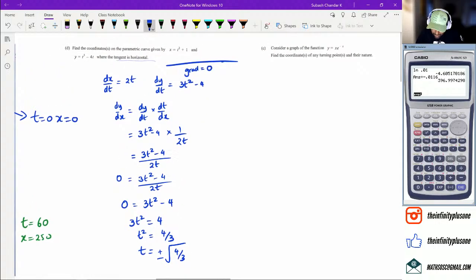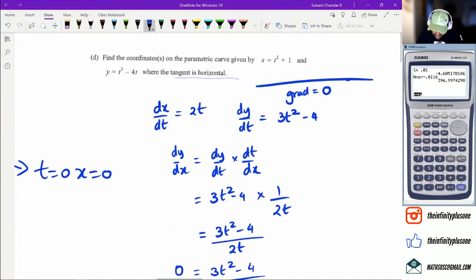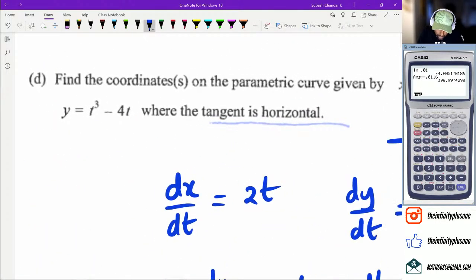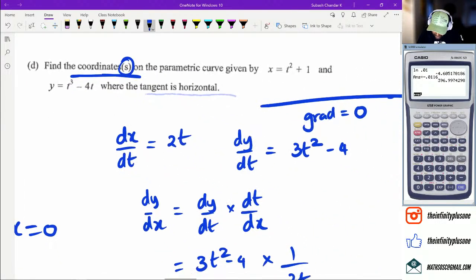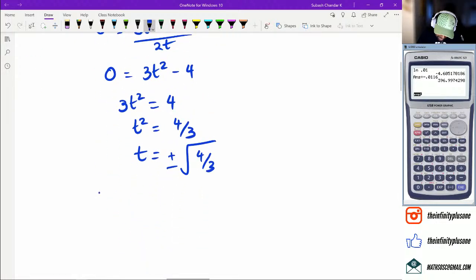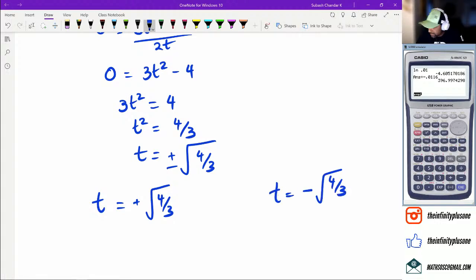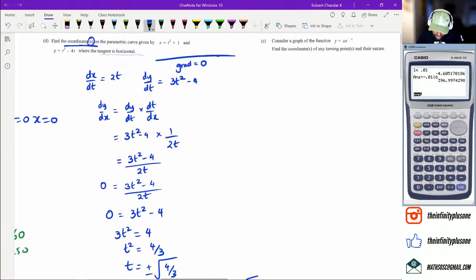Now, the part that's important is, if you go back to the question, it says find the coordinates. Coordinates with a little s. So that gives you the clue that there are possibly 2 points. And we know that because we've got 2 values for t. Our first value for t is positive 4/3, and our second value for t is minus 4/3. But we need to figure out what the x and y values are.